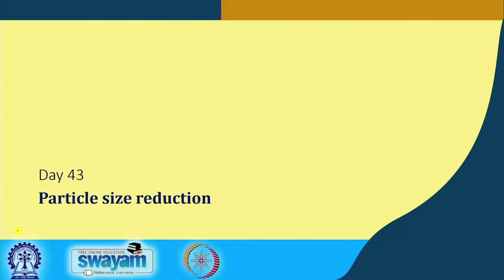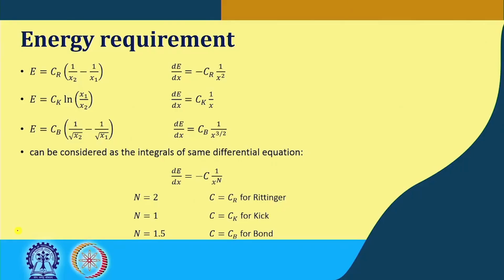So, we were discussing the fundamentals of particle size reduction and the associated laws that deal with the energy requirement for this size reduction. We have seen three laws in chronological order: Rittinger's law, Kick's law and Bond's law. These three are again summarized in the slide.